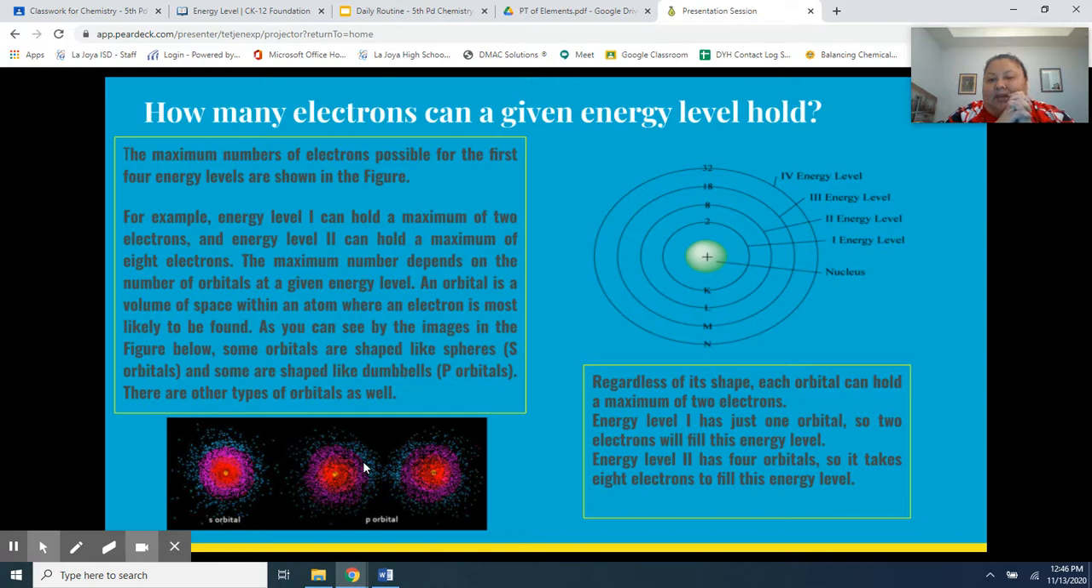So if you want to know how many orbitals are in each energy level, all you need to do is take the number of electrons it can hold and divide it by 2. So for energy level 1, 2 divided by 2, 1 orbital. Energy level number 2 has 8 electrons. 8 divided by 2, it will have 4 orbitals. And so on and so on.